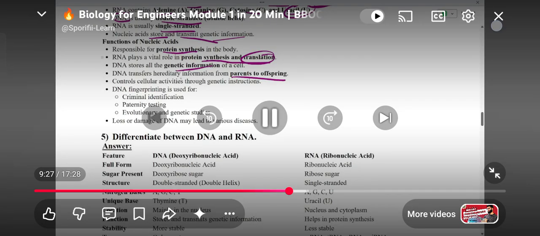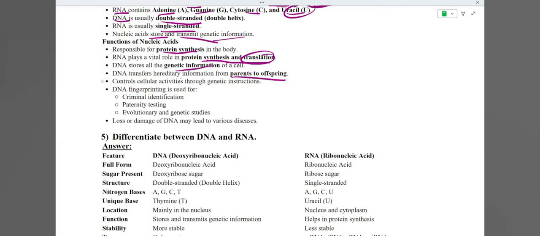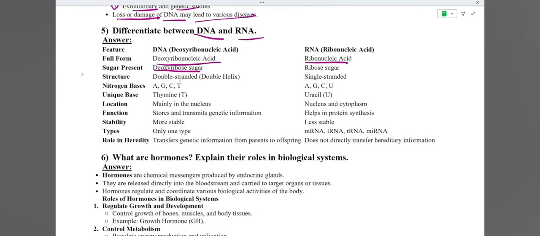It carries the hereditary information and controls cellular activities through genetic instructions. The sugar present in DNA is deoxyribose sugar, and in RNA it is ribose sugar. The structure is double stranded for DNA and single stranded for RNA. Here it is adenine, guanine, cytosine and thymine; there it is adenine, guanine, cytosine and uracil. Thymine and uracil are the unique bases. These are the nitrogenous bases which are present.